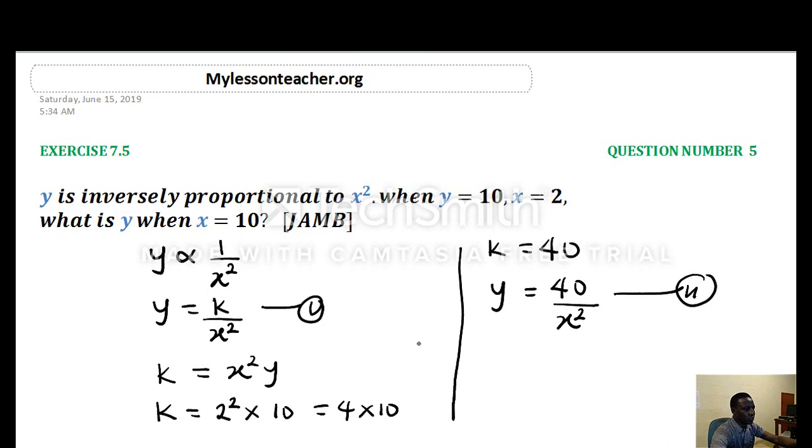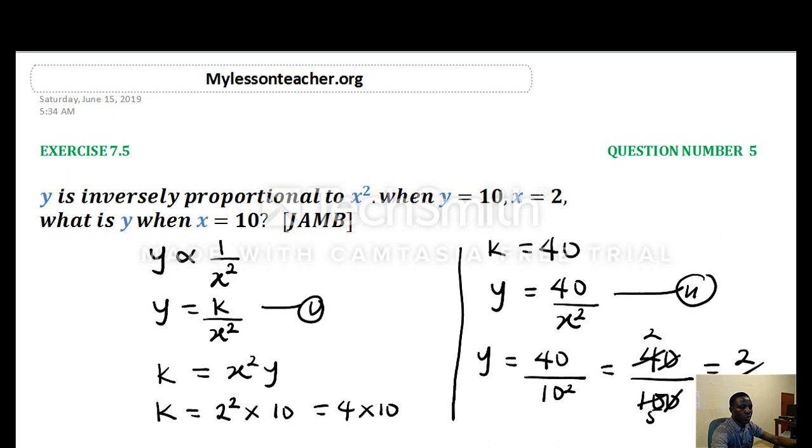The question says, what is y when x is equal to 10? All we need to do is to substitute 10 for x in this relationship, so that y is said to be 40 divided by 10 squared, and 10 squared is 100, and 10 will cancel. 2 into 4 is 2, 2 into 10 is 5, leaving us with 2 over 5 as our value of y when x is equal to 10.